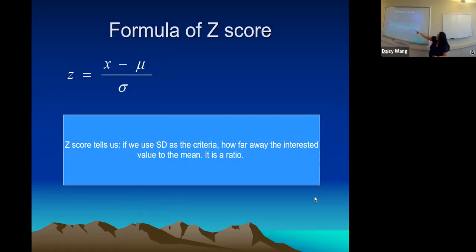That's how we calculate the Z. So how far are our numbers from the mean? Everything will be like, we will assume the mean is 0. There's no difference between the mean and the standard deviation, right? So it's 0, and then it will be calculated by how many standard deviations.